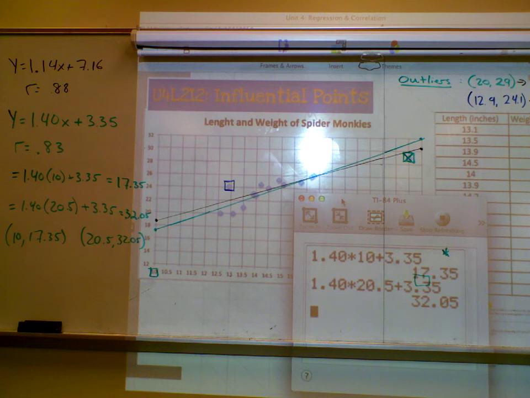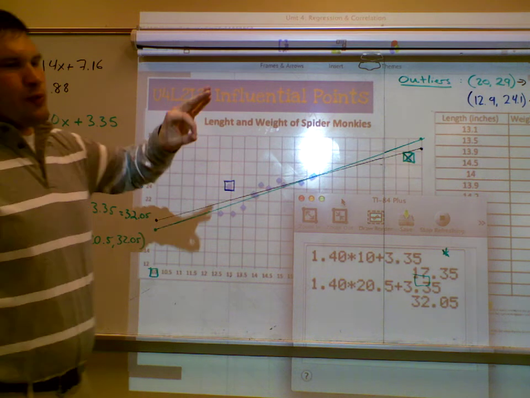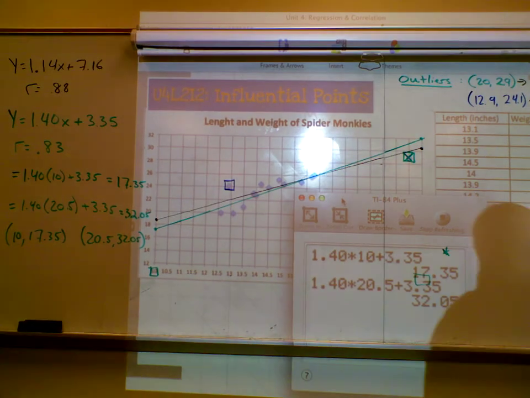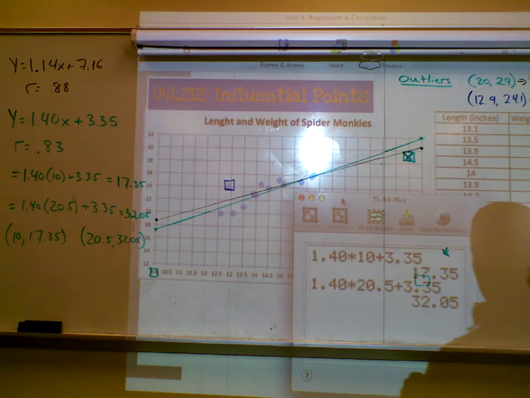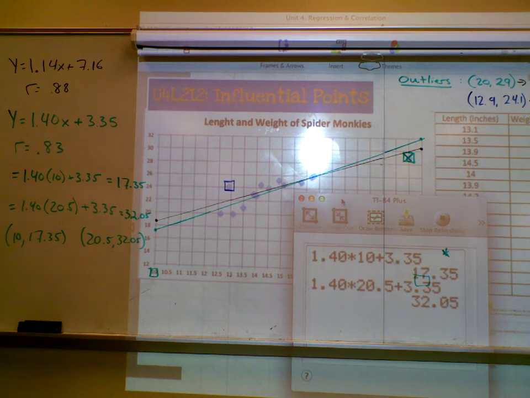Okay. Now, this next one, we want to see if 12.9 comma 24.1 is influential, right? So, do I leave 20 comma 29 out? No, we have to put it back in, okay? So we've got to put 20, 29 back in.